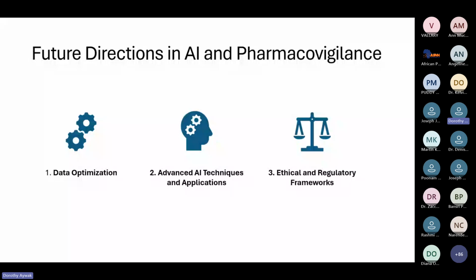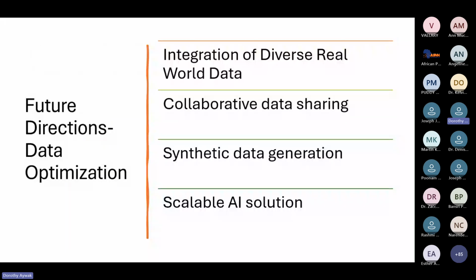So AI would be very good, and I would encourage those who are new in pharmacovigilance or have the energy to explore it. I think it's not heavily tapped into, and it can help you look at real world data and do collaborative data sharing. Across the continent in Africa, what are we finding about our population, and how can we generate data and scale those solutions.